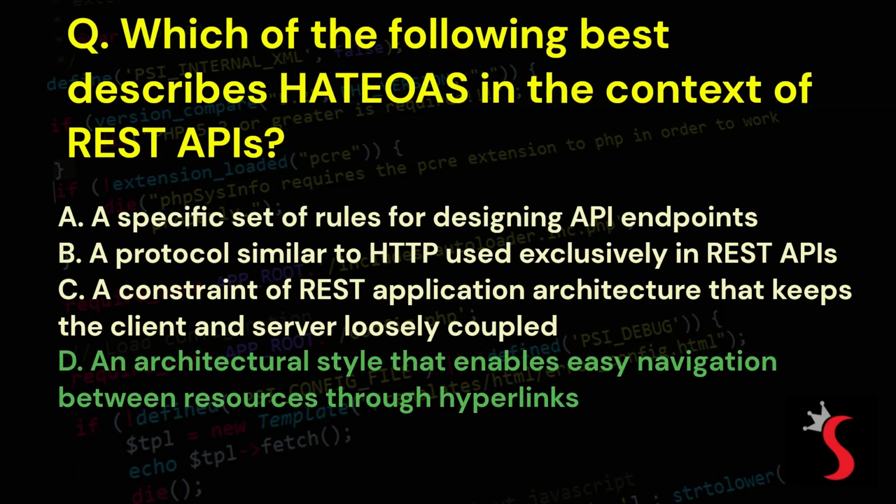And correct answer is option D, an architectural style that enables easy navigation between resources through hyperlinks. HATEOAS is what makes the REST architecture unique. It emphasizes that a client's interaction with a server should be driven entirely through hypermedia provided dynamically by server responses.